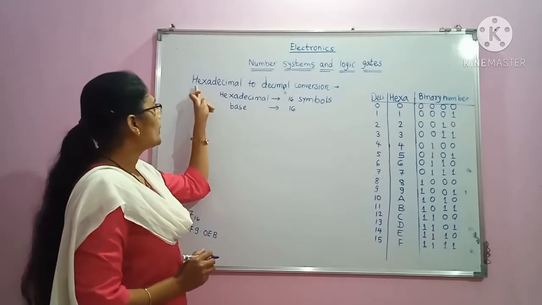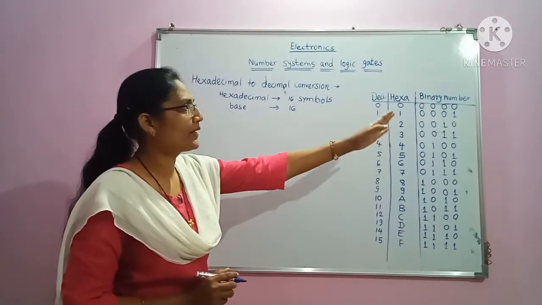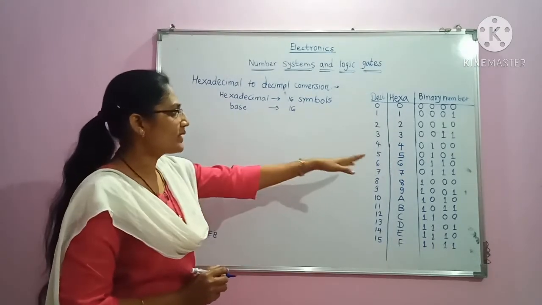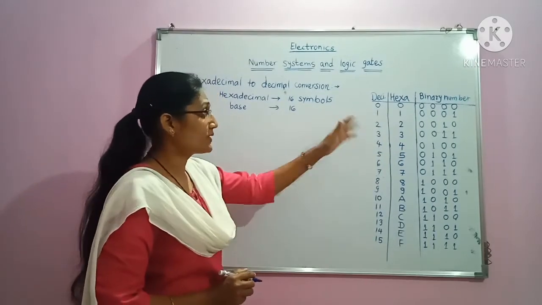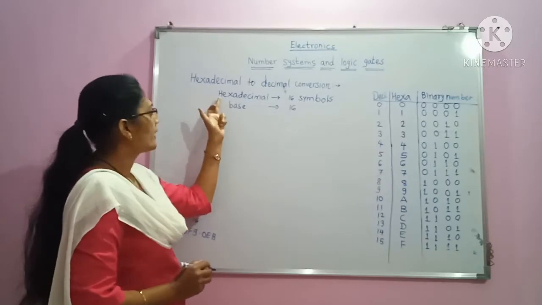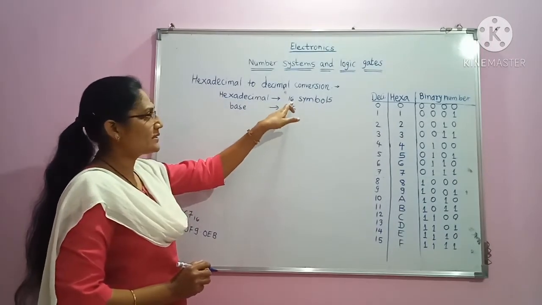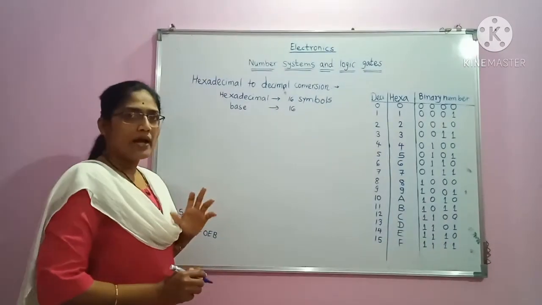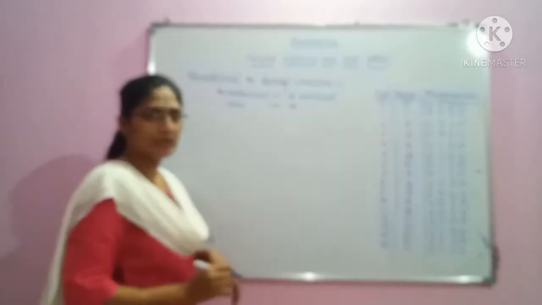So now we have to convert. We have already finished hexadecimal to binary and binary to hexadecimal in our previous lecture. In today's lecture, we will deal with these two columns, that is hexadecimal to decimal and decimal to hexadecimal. Now first is hexadecimal to decimal. Hexadecimal number system has 16 symbols. Its base is 16.